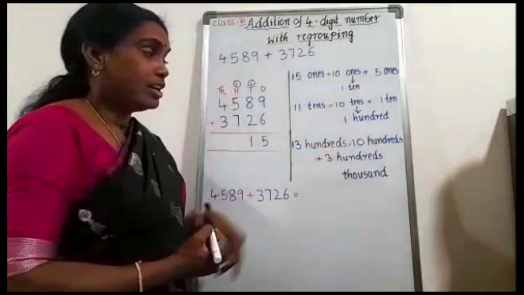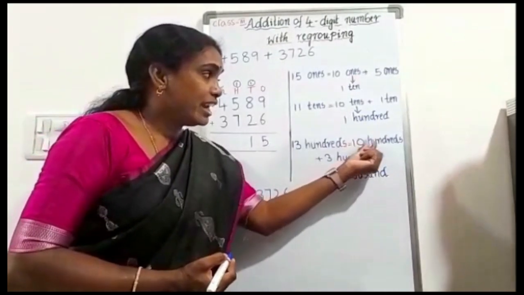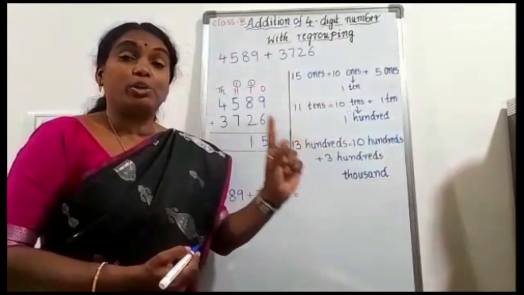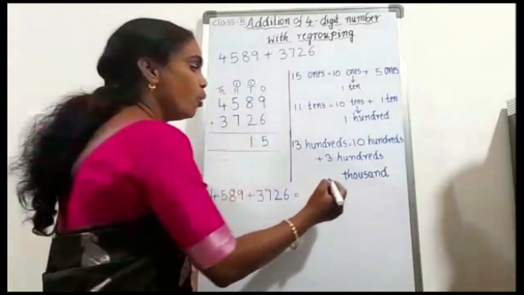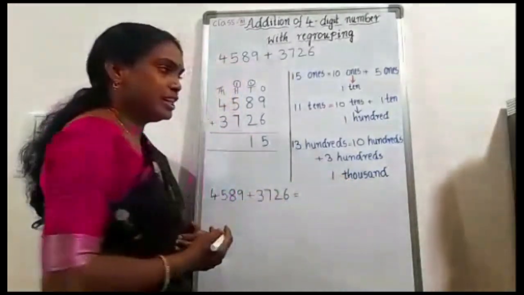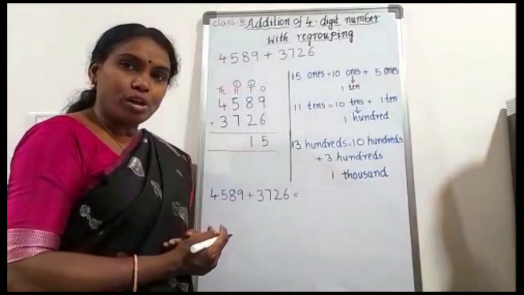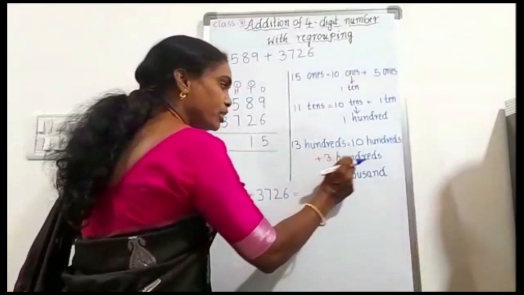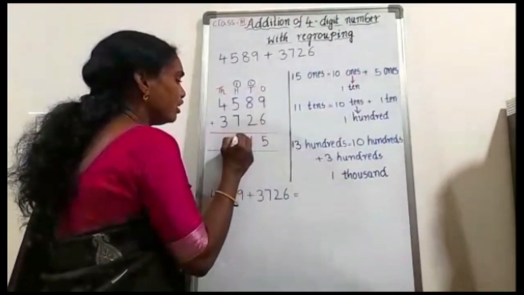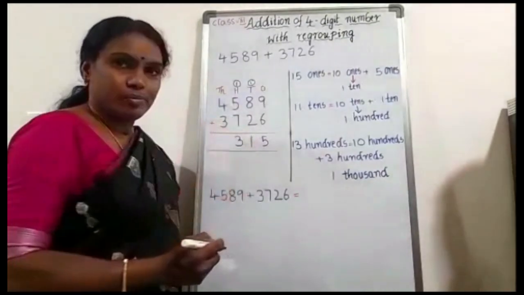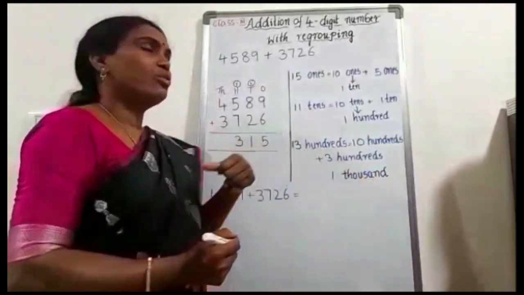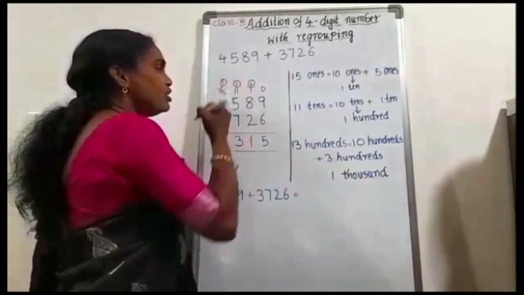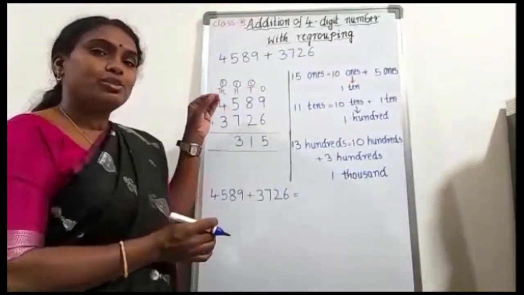Here also, 10 hundreds is equal to 10 into 100. 10 hundreds is equal to 1000. Okay, children. 10 hundreds is equal to 1000. Then what about this 300? That 300 we write under the hundreds column. Then what about this 1000? This 1000 we regroup to the thousands column, meaning we are adding 1000 into the thousands column.